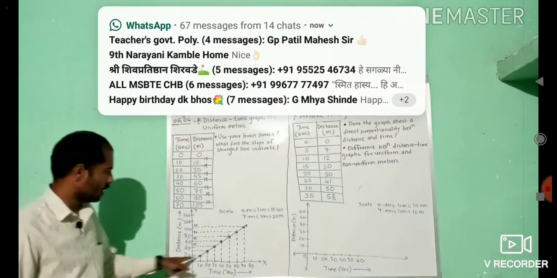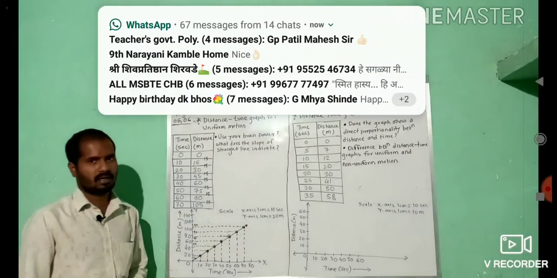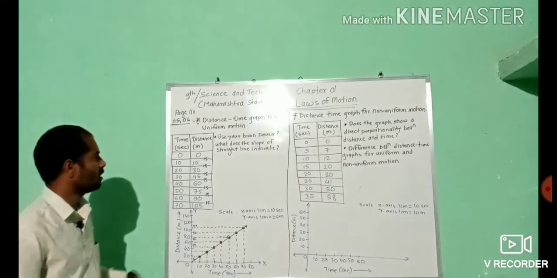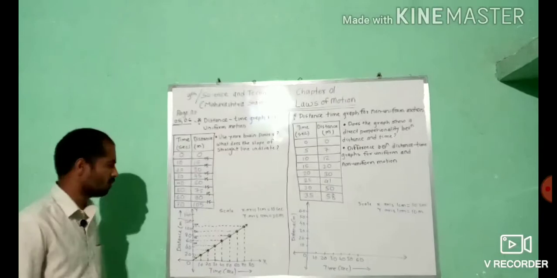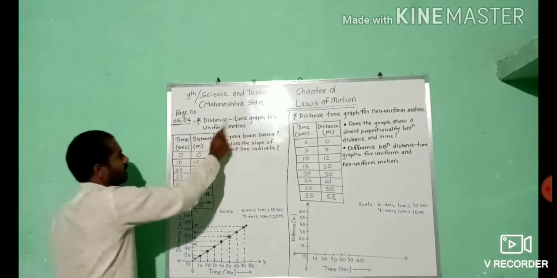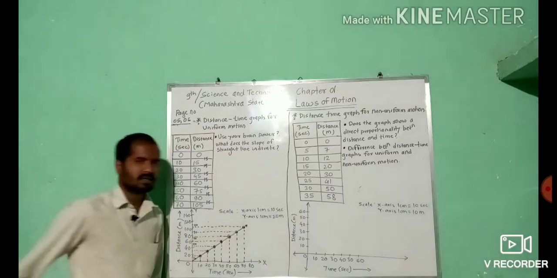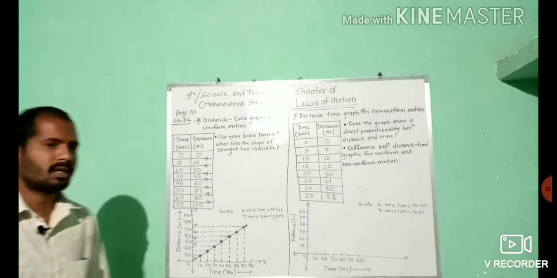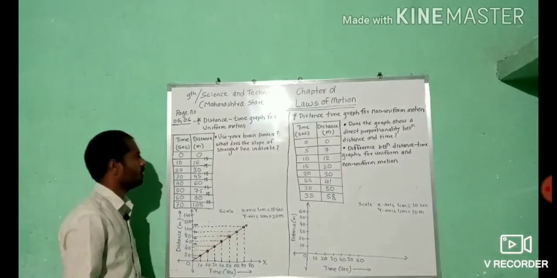As you connect all the points of that graph, you will get one straight line there. So what do you get here? From that graph of distance and time for uniform motion, the graph is always a straight line, or whatever the points are, they are in a straight line.